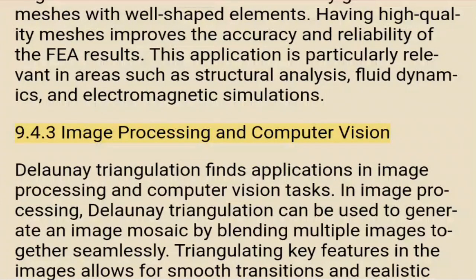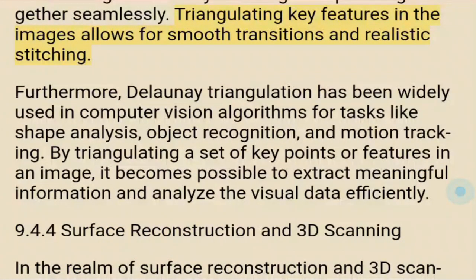9.4.3 Image Processing and Computer Vision. Delaunay triangulation finds applications in image processing and computer vision tasks. In image processing, Delaunay triangulation can be used to generate an image mosaic by blending multiple images together seamlessly. Triangulating key features in the images allows for smooth transitions and realistic stitching. Furthermore, Delaunay triangulation has been widely used in computer vision algorithms for tasks like shape analysis, object recognition, and motion tracking. By triangulating a set of key points or features in an image, it becomes possible to extract meaningful information and analyze the visual data efficiently.